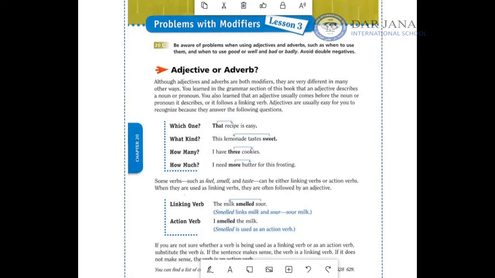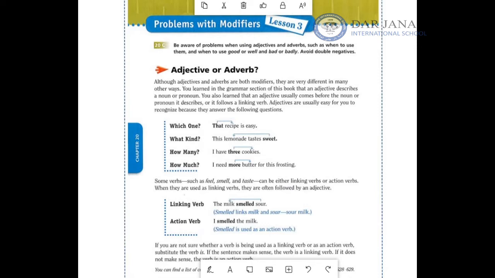We all know that adjectives are used to modify nouns or pronouns. Adverbs are used to modify verbs, adjectives, and other adverbs. Also, we sometimes have problems with the use of good or well, the use of bad or badly, and also with double negatives, and we should avoid using double negatives. The first point in this lesson is the adjective or adverb. Should we use an adjective or an adverb?